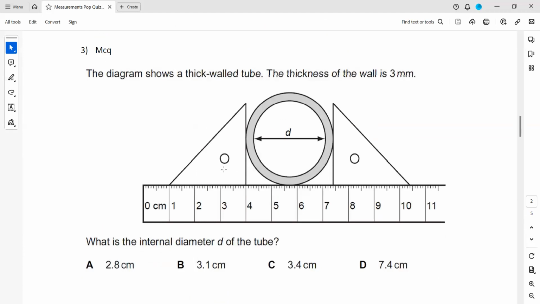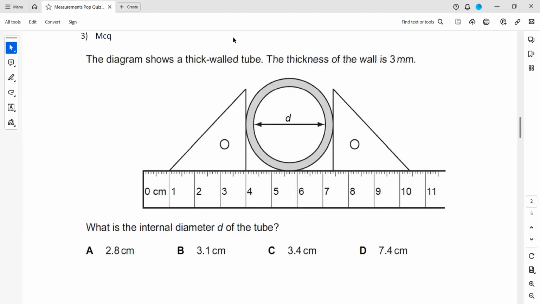In this one, the diagram shows a thick wall tube. The thickness of the wall is 3 millimeter. What is the internal diameter of the tube? So we want to measure the internal diameter. We draw a line from here, and we draw the second line. So this one is 4.1, 2, 3, and 4. So 4.4, starting at 4.4 and ending at 7.